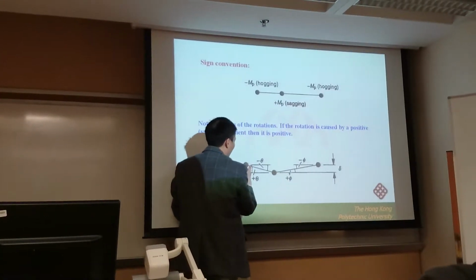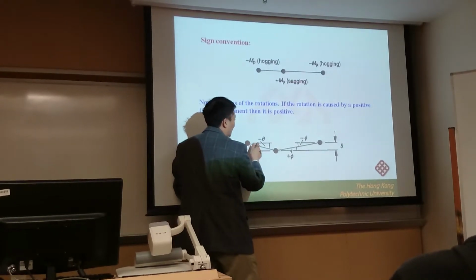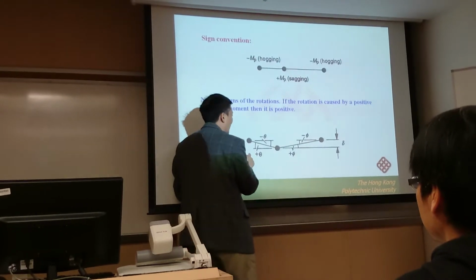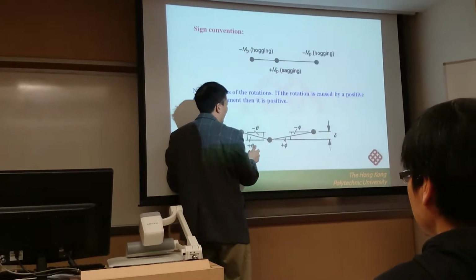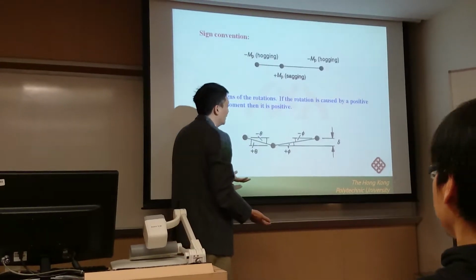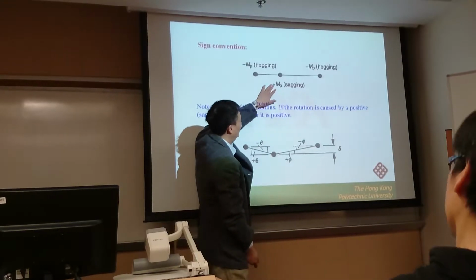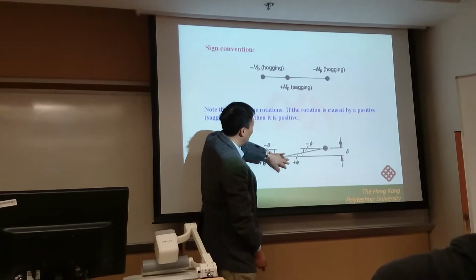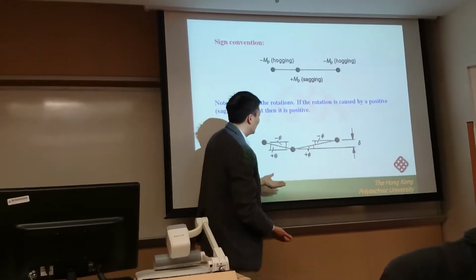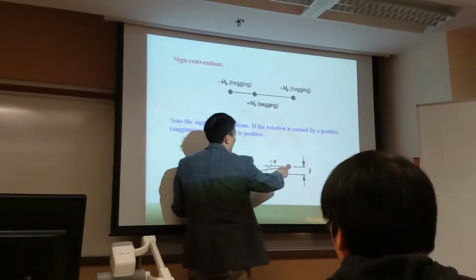And for this rotation and this rotation, the moment must be applied in this direction and then in this direction. So this is a hogging moment. So the rotation due to the hogging moment is negative. The rotation due to the sagging moment is positive. So it's very easy to understand. We assume the sagging moment as a positive moment, and the corresponding rotation is a positive rotation. So for the previous case, we can introduce a virtual displacement like this.